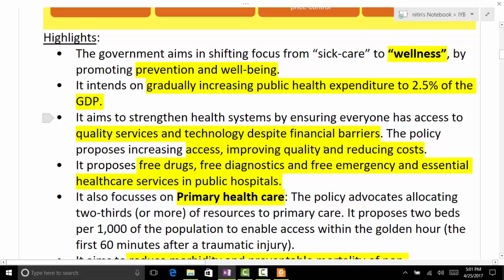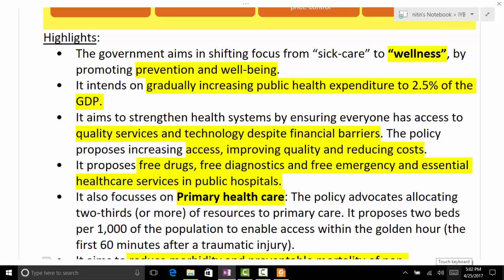So focus on quality services and technology despite financial barriers. Regarding health, just like education, what is the basic objective? The basic objective is to have quality, universal, affordable, accessible health services. The healthcare should be of good quality, easily accessible, and affordable so that everybody can afford it. It should be universal, to all regions and every community, inclusive. So these are the basic components and objectives of any health policy.